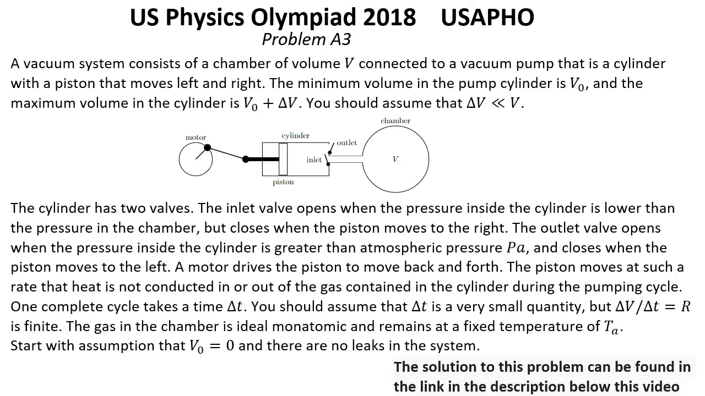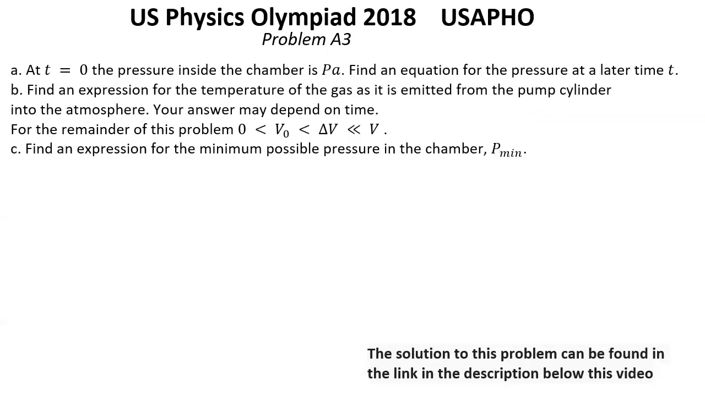Start with the assumption that V0 equals 0 and there are no leaks in the system. Questions. Question A. At time t equals 0, the pressure inside the chamber is PA. Find an equation for the pressure at later time t.